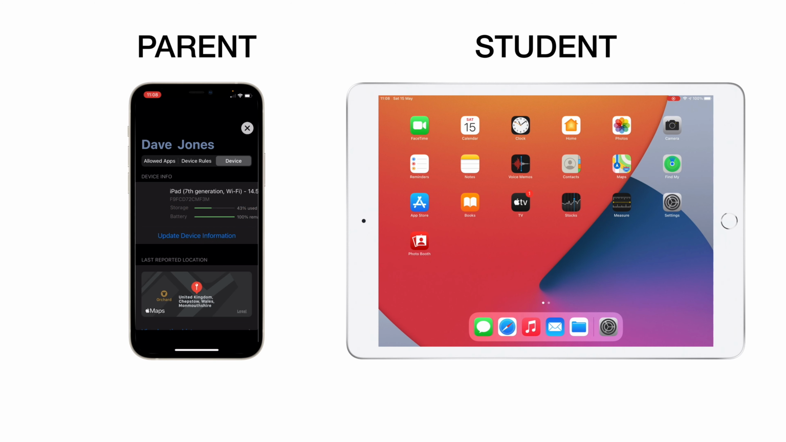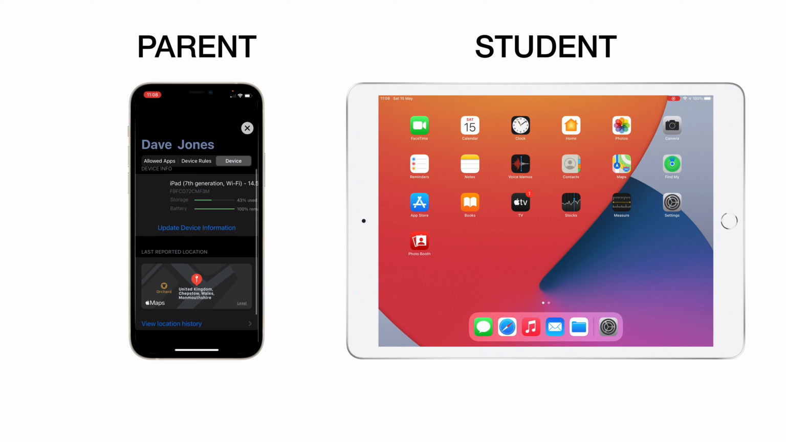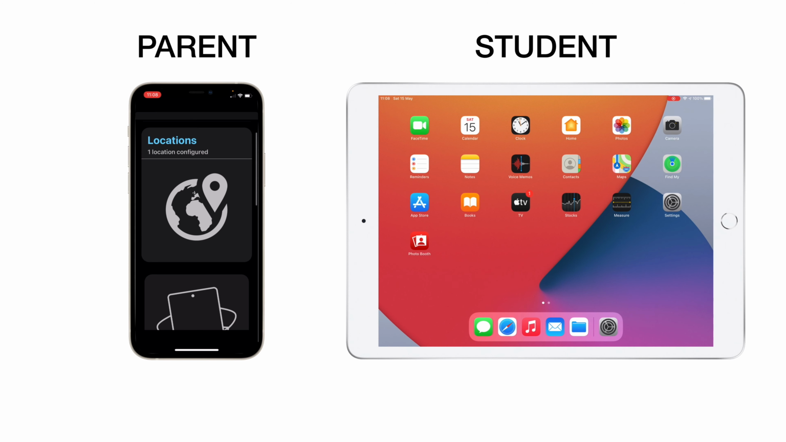The final one is just a device. I can see where the device is, storage, battery, etc. It just gives you that overview of everything. So there we go. That's the Parent app on Jamf Parent and how that can be used in the home to support students with their access to certain apps when it's applicable.